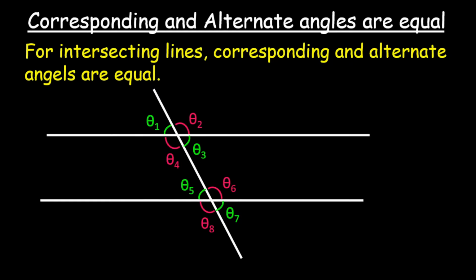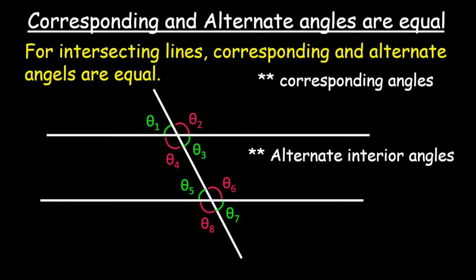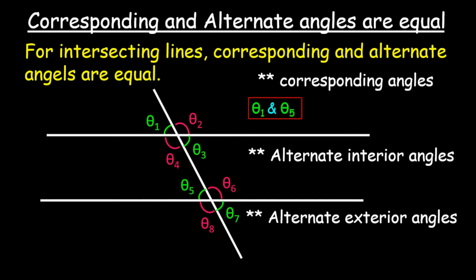Now, what we're going to do is categorize these angles into three groups. We're going to categorize them into corresponding angles, alternate interior angles, and alternate exterior angles. Corresponding angles are the angles that are in a similar position, so they are in the same relative position on the different parallel lines. If you take theta 1, for example, it corresponds to theta 5. Notice they are in the same position on the opposite lines, or the two parallel lines.